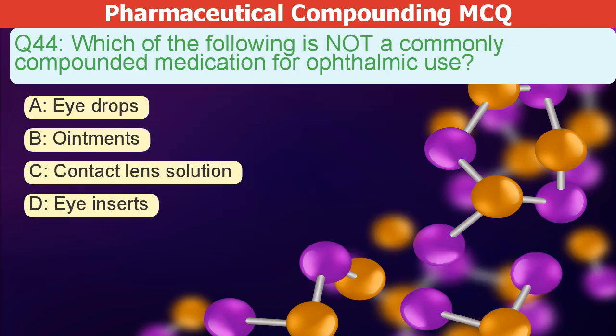Which of the following is not a commonly compounded medication for ophthalmic use? A. Eye drops. B. Ointments. C. Contact lens solution. D. Eye inserts.